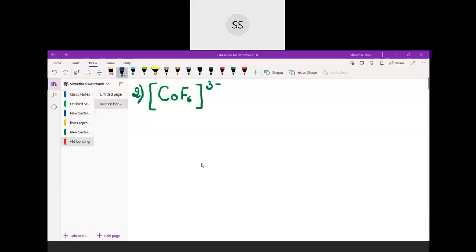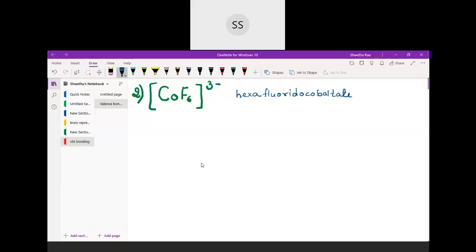It's a negative complex. Okay, so the name of the transition metal should be the Latin name. So the name is hexa, 6 fluorine is there, no? So hexa, and the ligand name is fluorido. So fluorido, hexa, fluorido, cobaltate, Latin name. Okay, cobaltate, ending should be with ate.